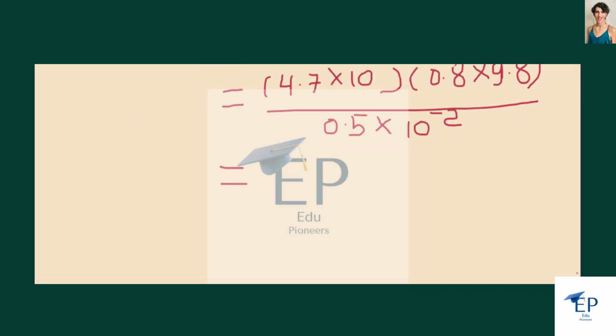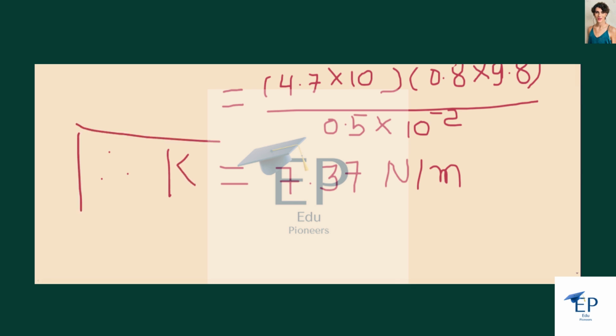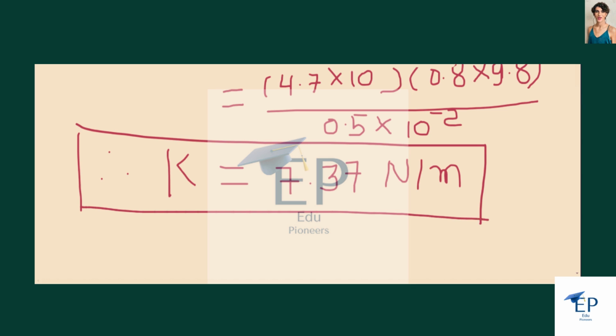Then we will find the final answer, which is 7.37 Newton per meter. Therefore, k is equal to 7.37 Newton per meter.